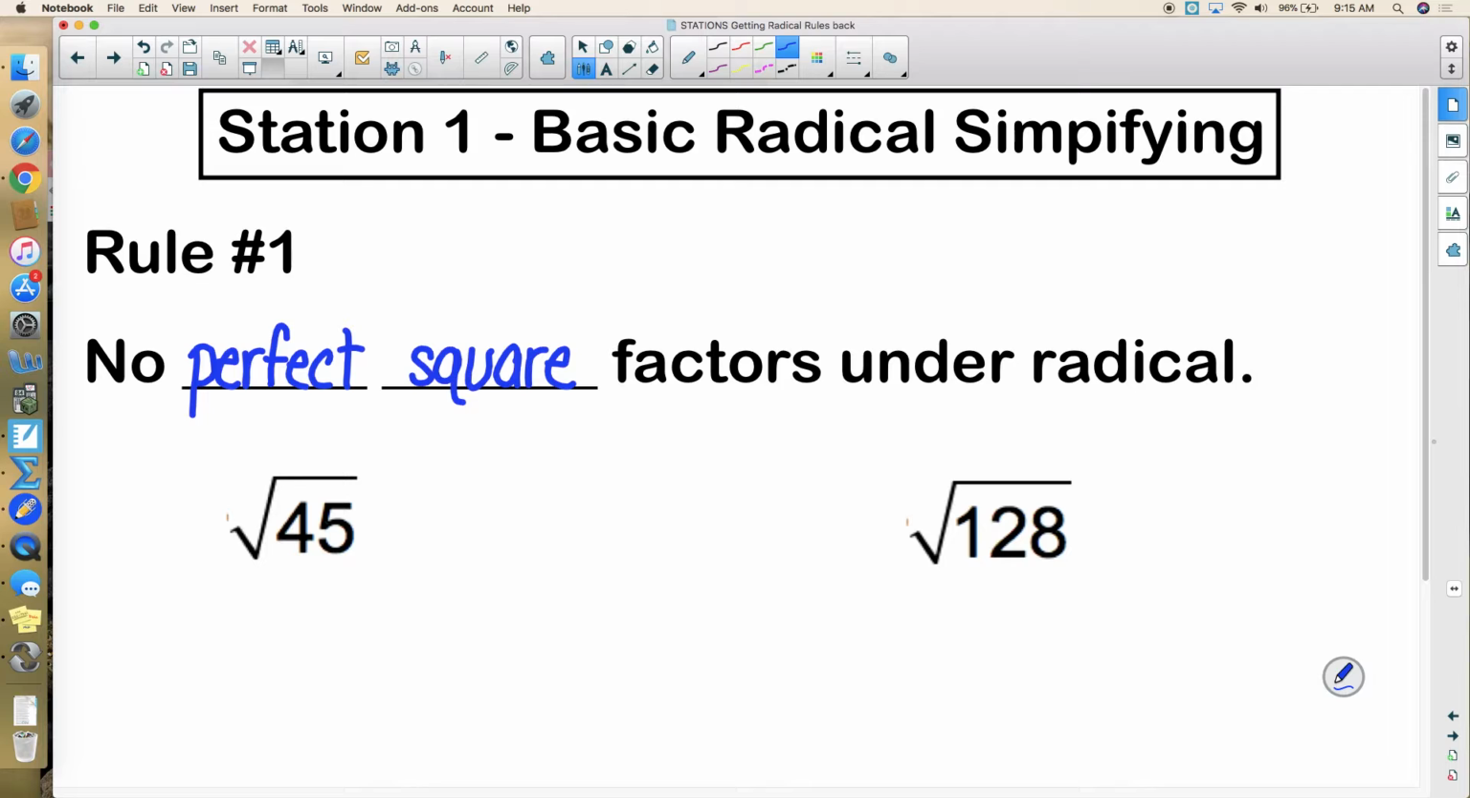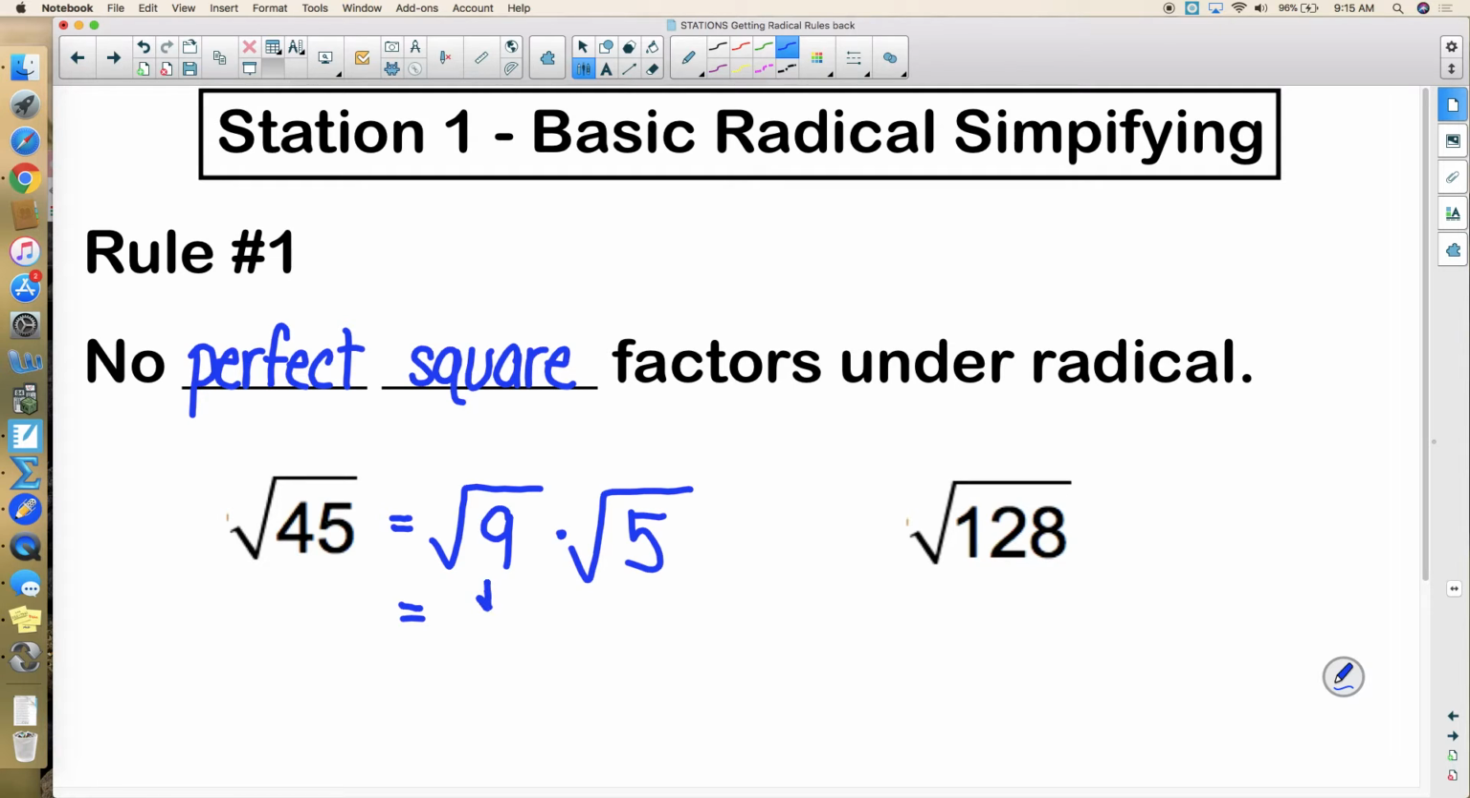So as I look at the square root of 45, I recognize that I can break that up because there is a perfect square factor that 45 has. If you look down your perfect square list, 9 is a factor of 45, and 9 is the biggest possible perfect square factor. 9 times 5 makes 45, so the square root of 9 times the square root of 5 is the square root of 45.